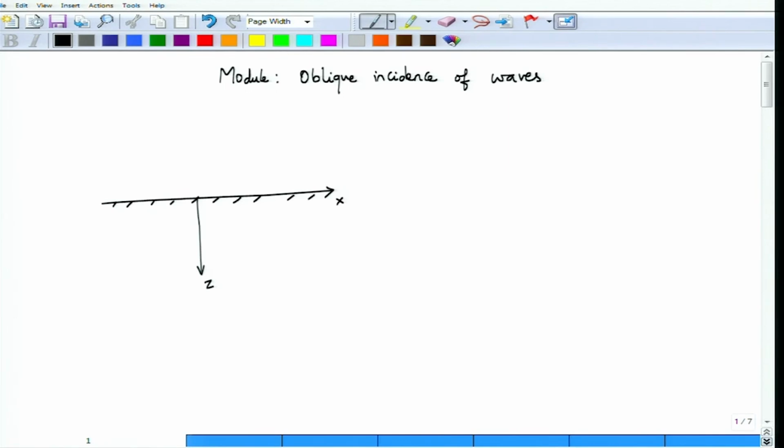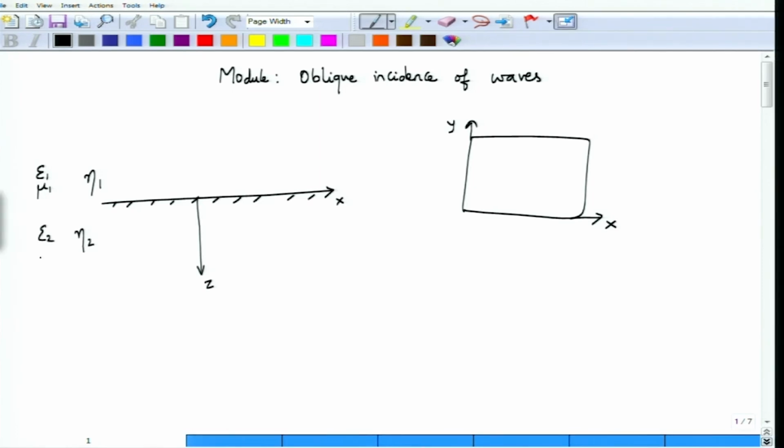If you look at the x and y plane from the top view, this is what you would find. This would be x and this would be y, and then the z axis will actually be going into the page, right. So this is what the surface would look like. Above the surface is a dielectric medium having wave impedance eta 1, or equivalently epsilon 1 and mu 1, and below this surface is eta 2 having epsilon 2 and mu 2 as their respective constituent parameters.